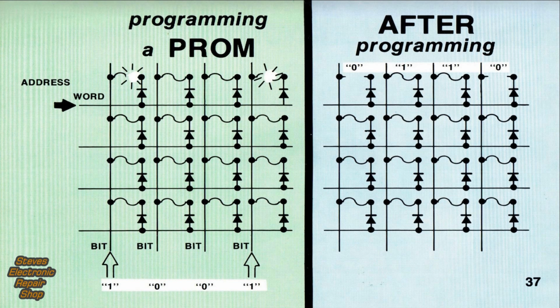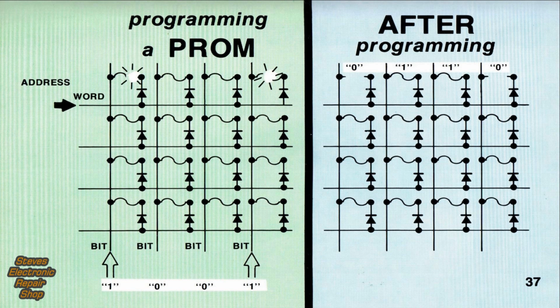The PROM is simple to program. The drawing at the left shows how it's done. First, the desired word is addressed. Then the complement of the data to be stored is applied to the bit lines. A binary 1 forces a large current through the fuse and diode, opening the fuse. No current is produced by the binary 0, and the fuse remains intact.